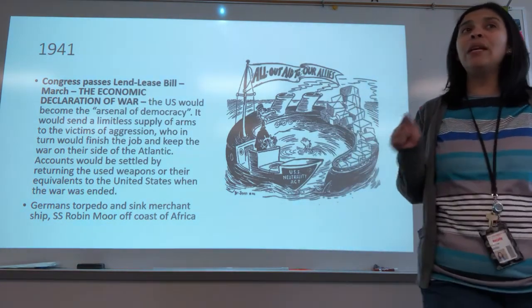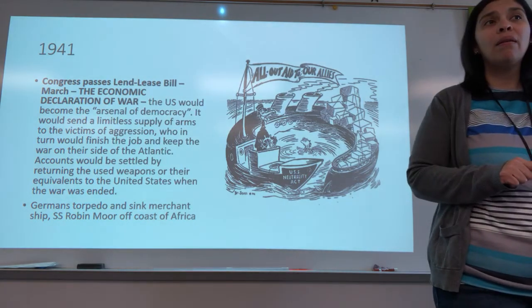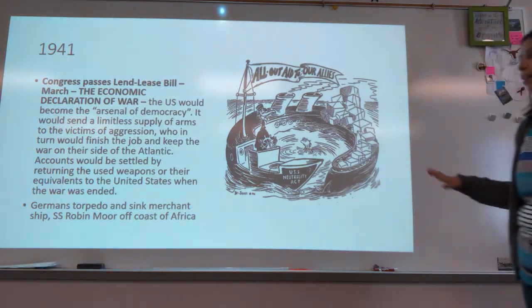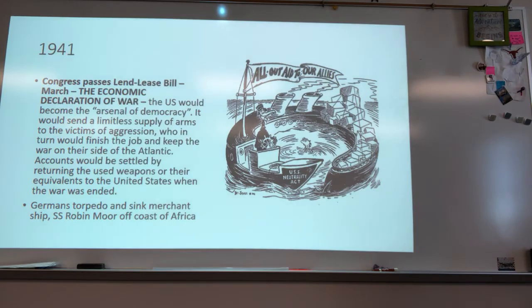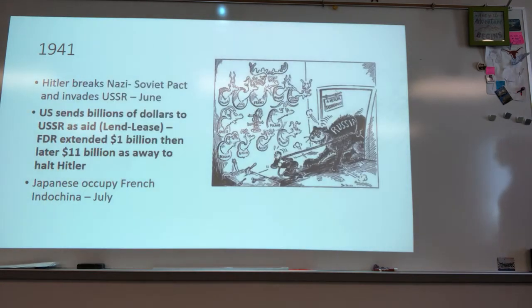And in history, what do we know is an event that could pull us into war? Boats. So we need our boat event. So then German torpedoes start sinking merchant ships. We should go to war. But y'all don't know about the Robin Moor off the coast of Africa. This is not our event to galvanize our nation yet. Okay. Hitler then breaks the Nazi-Soviet pact and invades the USSR.